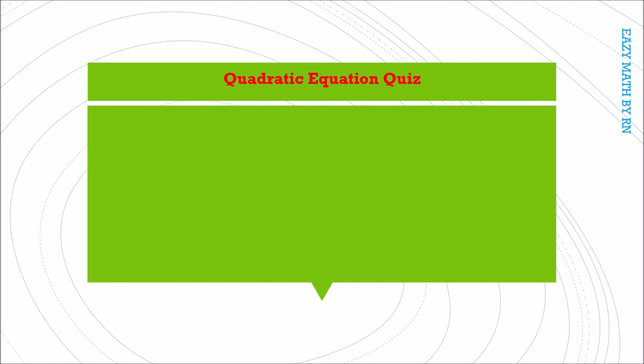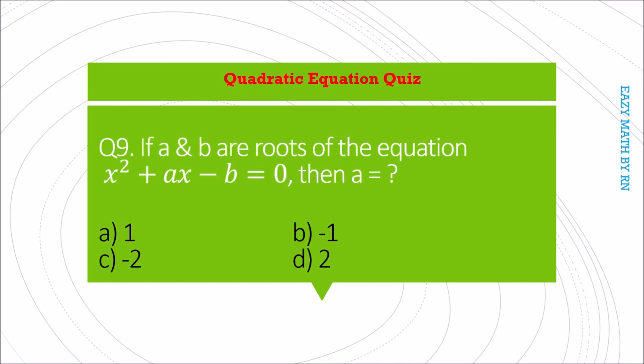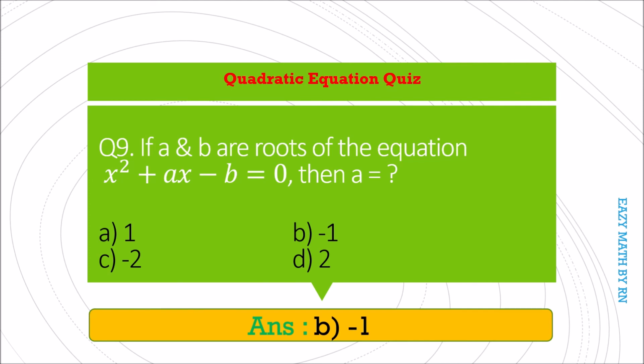This question says if a and b are the roots of the equation x square plus ax minus b equals to 0, then what is the value of a? Is it 1, minus 2 or 2? The correct answer is B, minus 1. Let's see how do we get the answer.